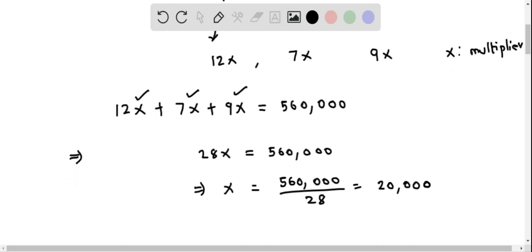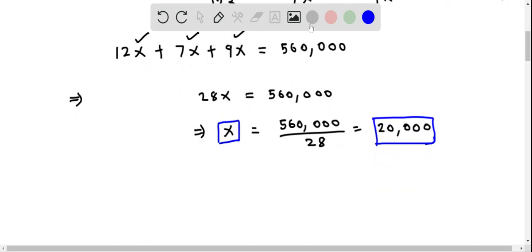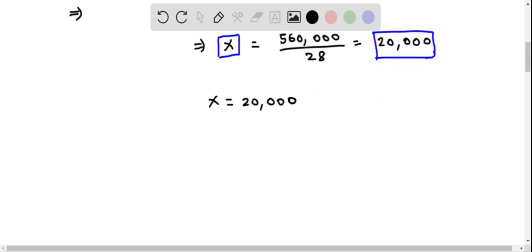Remember that this x is just a multiplier. It does not determine any worth. That is, it is not in terms of dollars. So we have just determined x, which is 20,000. Now let's determine each of their shares, that is Roger's share, Dodger's share, and Codger's share.